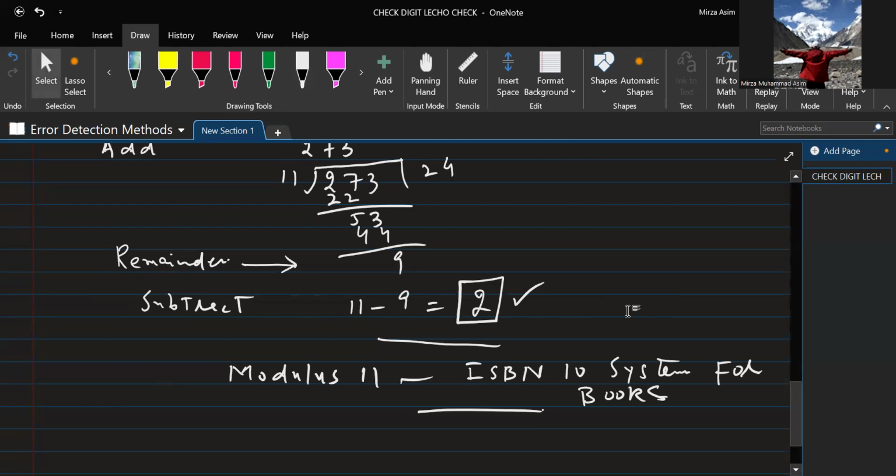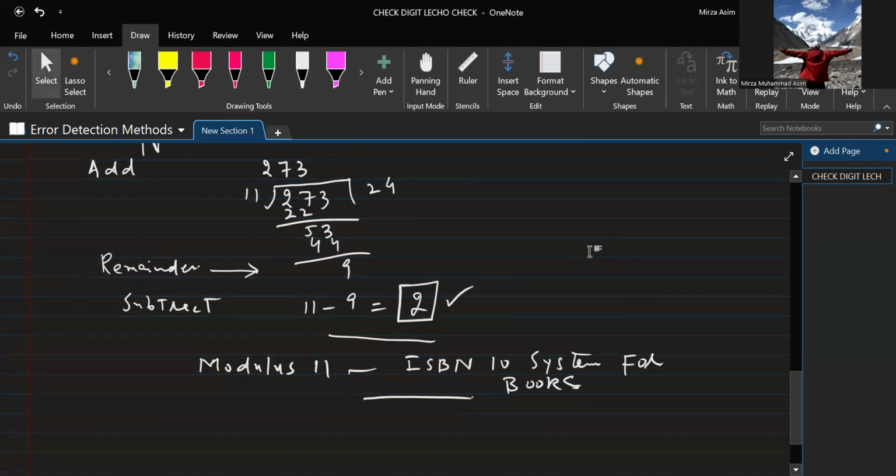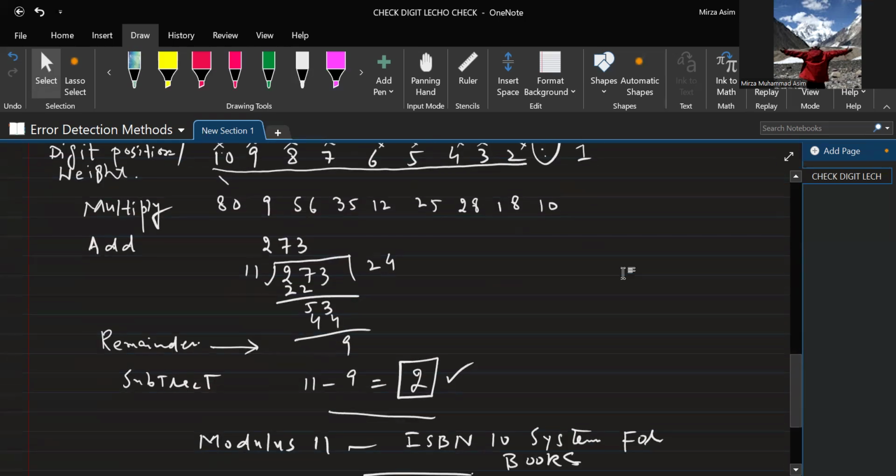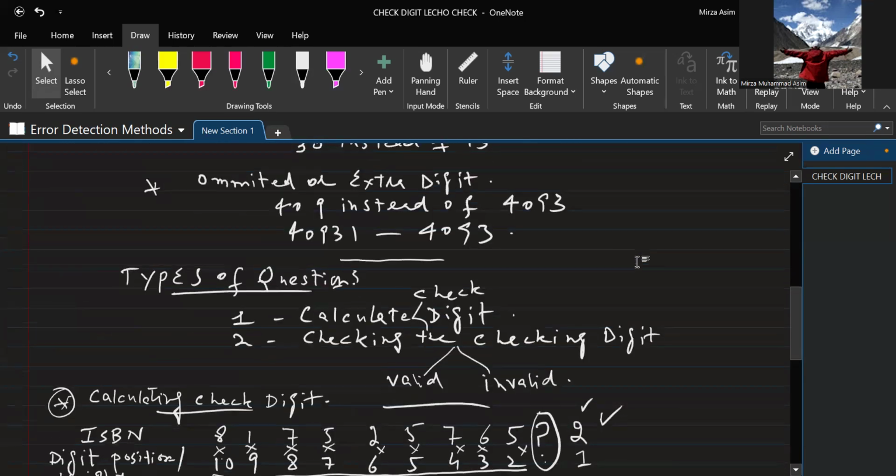Okay. So I hope now you understand what the product number is and how we give the digit position or weight. Then we multiply every digit of the product number by its weight. After multiplication, we add all the numbers, then divide by 11, and the remainder must be subtracted from 11. Then we get the check digit. So this is the very first way the examiner asks the question to the students: calculate the check digit. We are done with it.